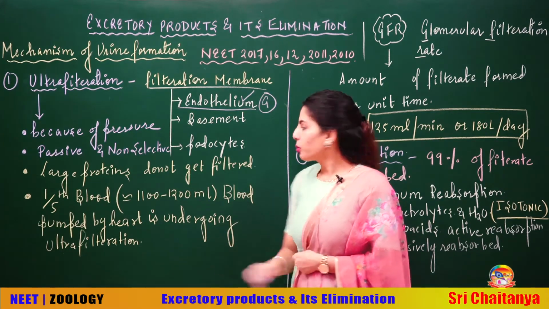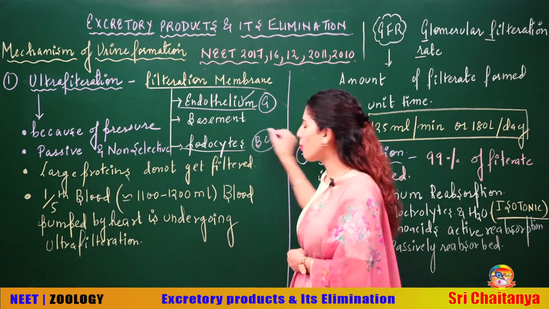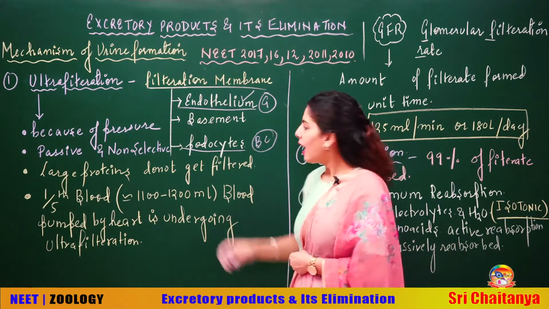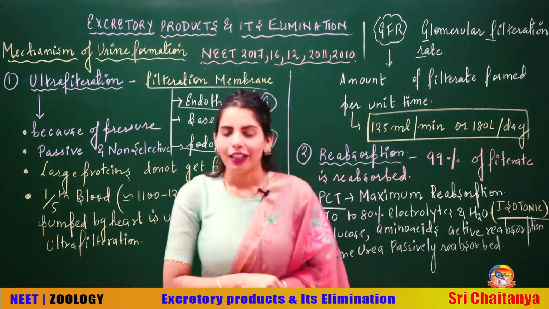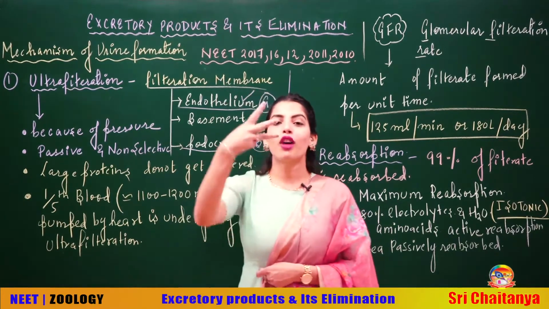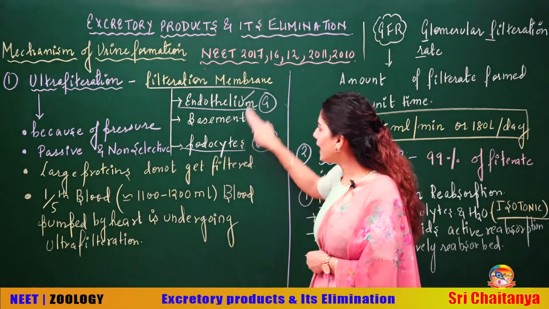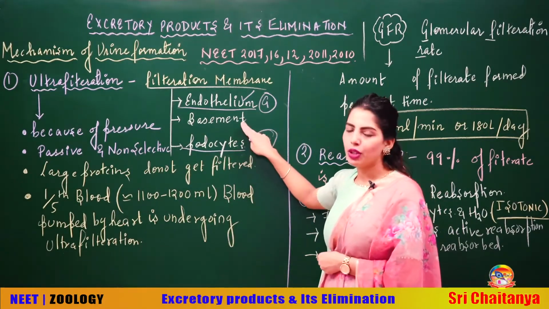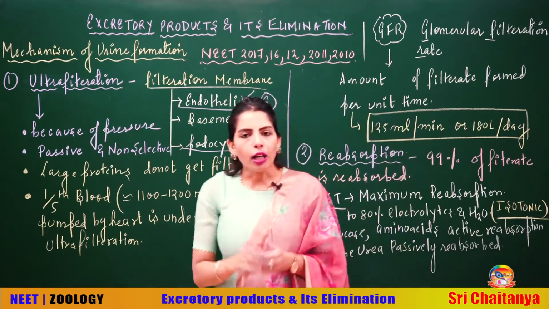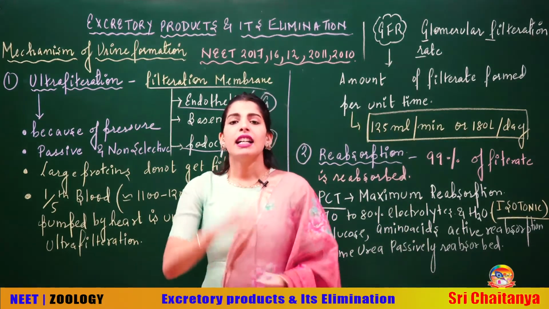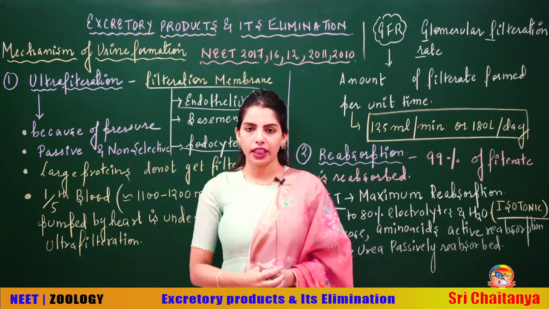The podocytes were the cells of the Bowman's capsule. This is also modified simple squamous epithelium. And in between these 2 layers, you had a basement membrane. So the filtration membrane is formed of 3 layers, but 2 cellular layers and 1 acellular or non-cellular layer. Got it? Now, when you talk about ultrafiltration, students, ultrafiltration is occurring because of the great pressure created.